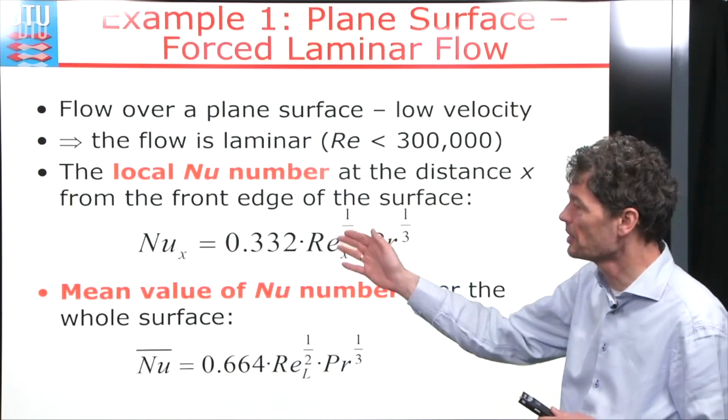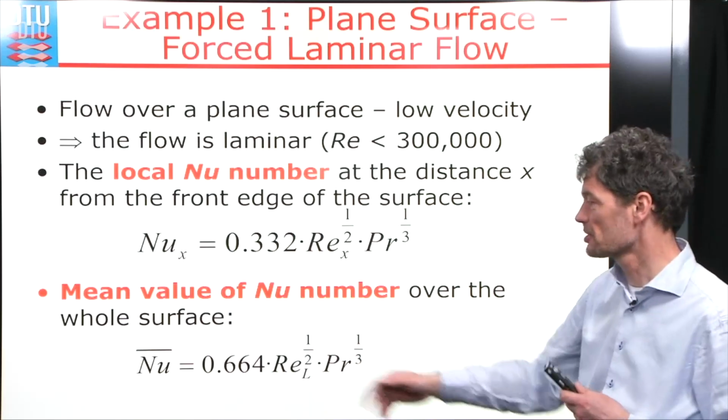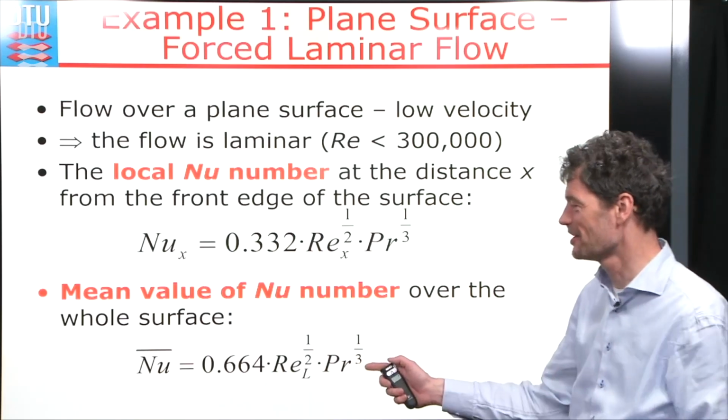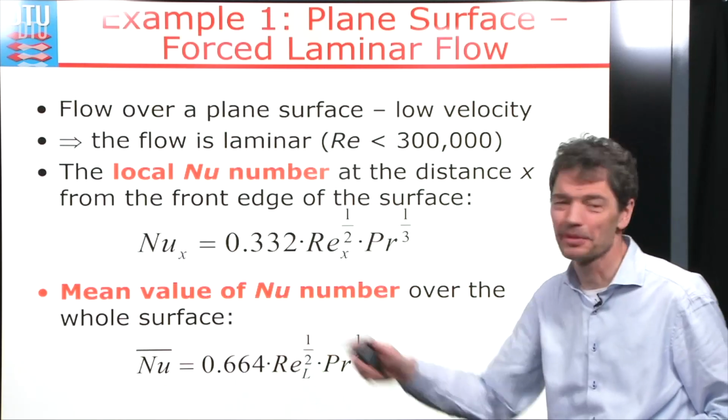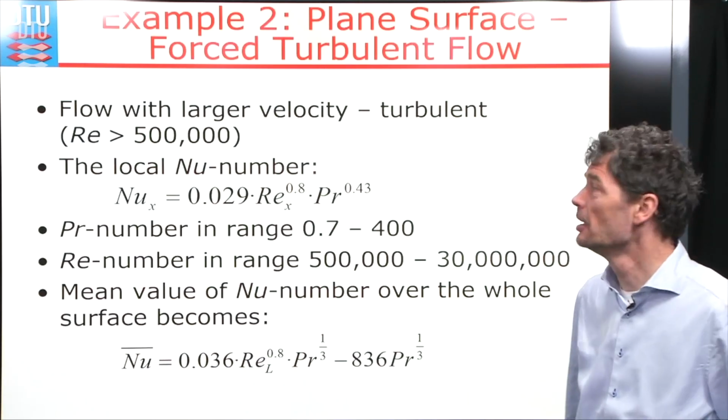That was for the local one, but if we want to find the average over the whole surface, then the Nusselt number becomes another formula, as you can see here, which happens in this case to be more or less the same formula, only with a factor of 2 for the coefficient.